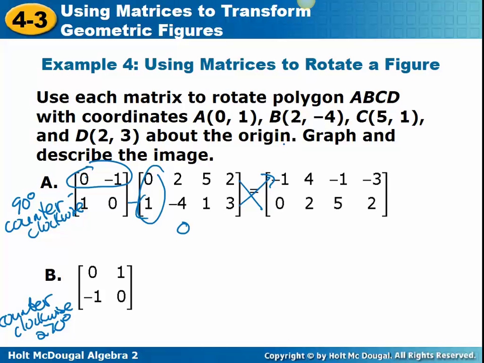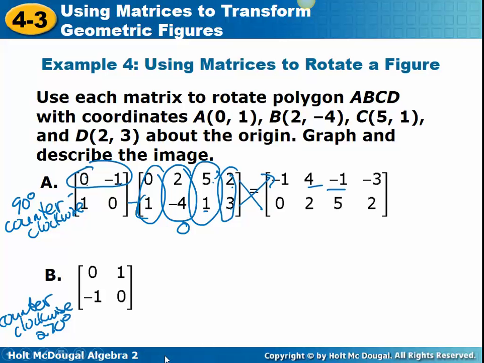You don't have to remember that because doing the multiplication will get you there. And then my first row by my next column will be 0 times 2 is 0, plus negative 1 times negative 4 is a positive 4. And then your next column, 0 times 5 is 0, negative 1 plus 1 is negative 1, and then 0 times 2 is 0, plus negative 1 times 3 is negative 3.